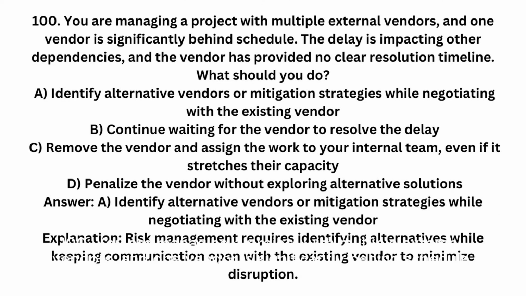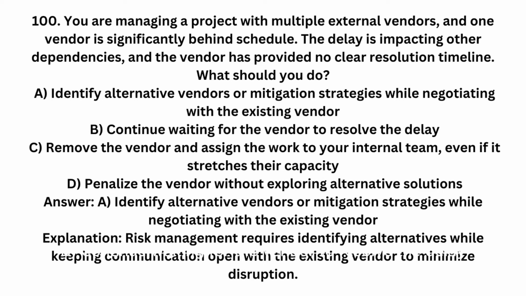100. You are managing a project with multiple external vendors, and one vendor is significantly behind schedule. The delay is impacting other dependencies, and the vendor has provided no clear resolution timeline. What should you do? A. Identify alternative vendors or mitigation strategies while negotiating with the existing vendor.